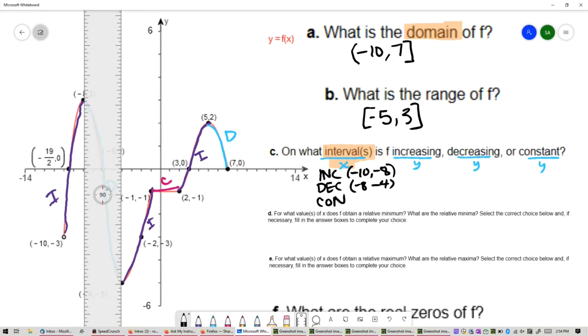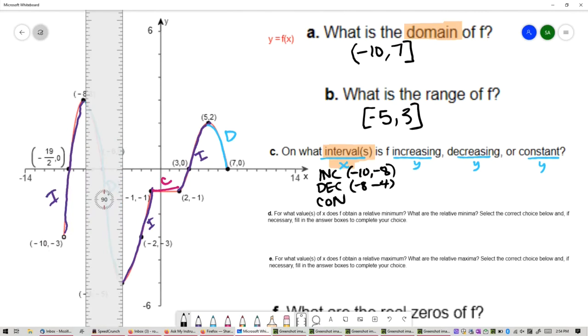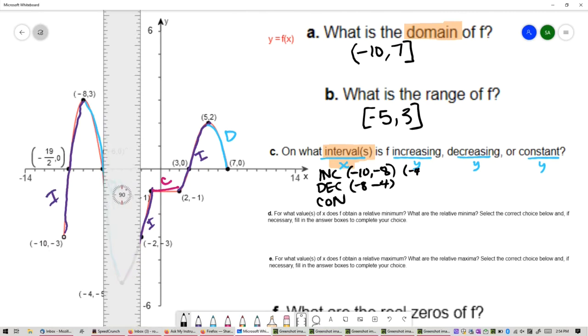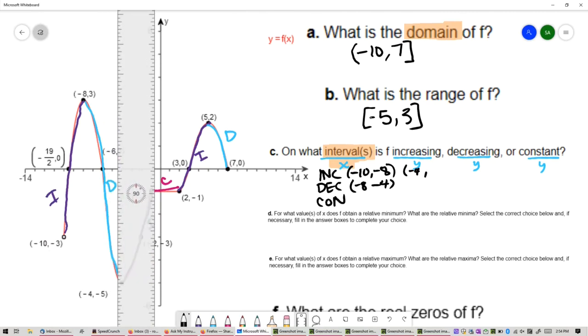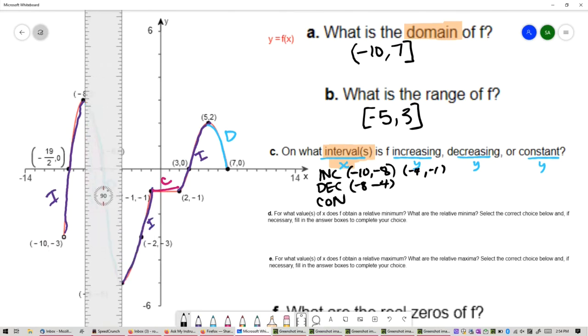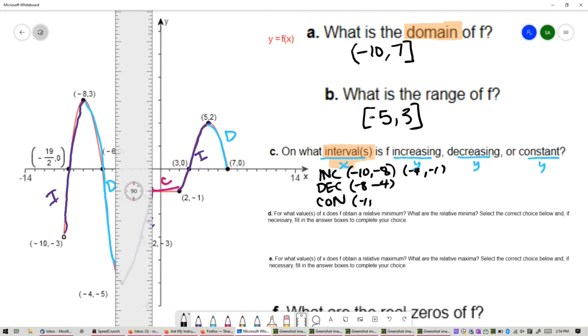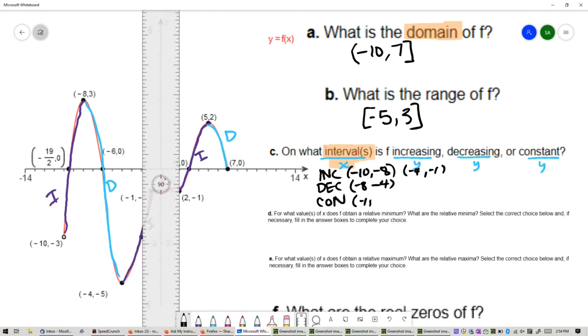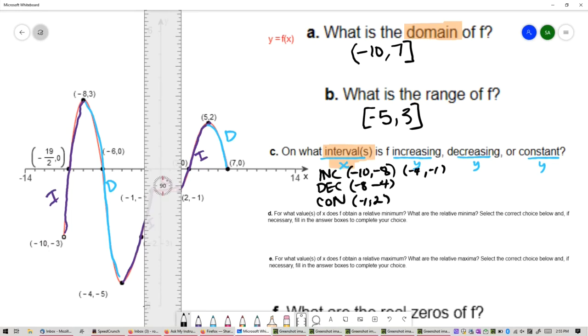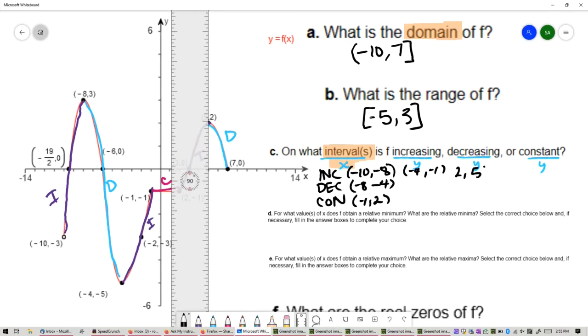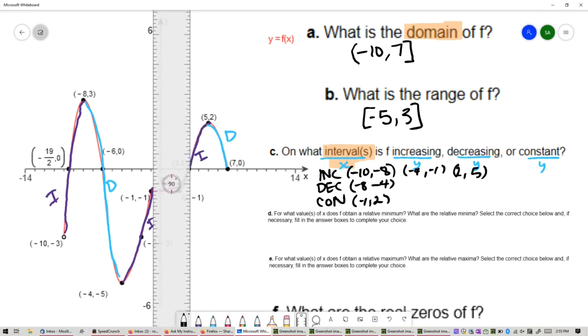Our next interval is an increasing interval, which starts at an x of -4 and ends at an x of -1. The next interval is a constant interval, which starts at an x of -1 and goes to 2, an x of 2. Then we have an increasing interval, which is 2 to 5, and then a decreasing interval from 5 to 7.